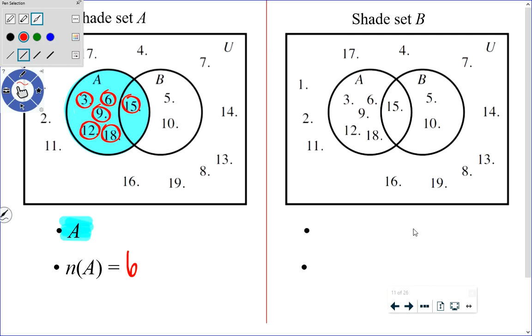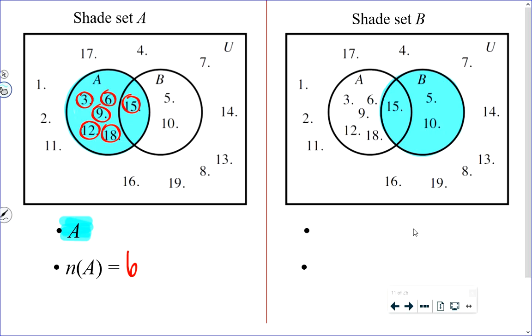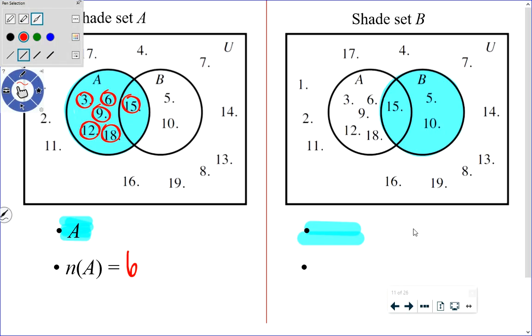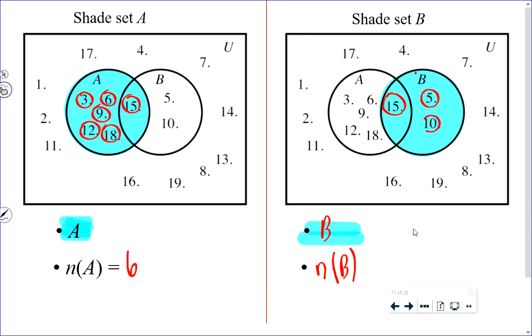What about set B? Well, I think you catch the drift here. This is set B. How would we write set B? We would just put the letter B. And what is the number in set B? We would just be counting how many are within set B. 1, 2, 3. So this is equal to 3.